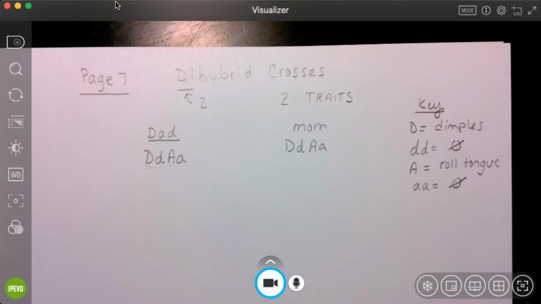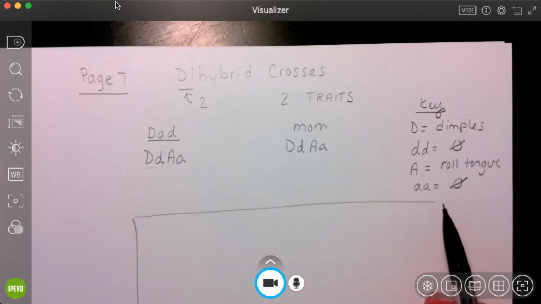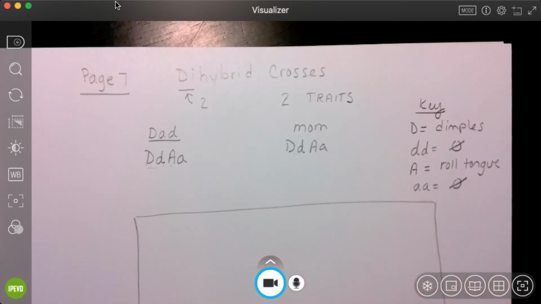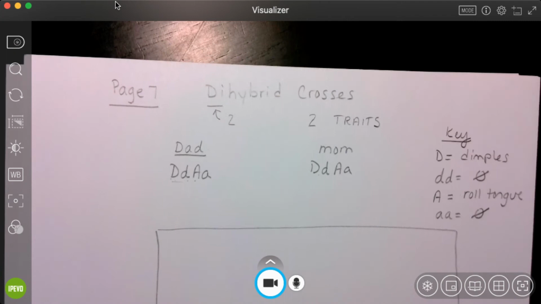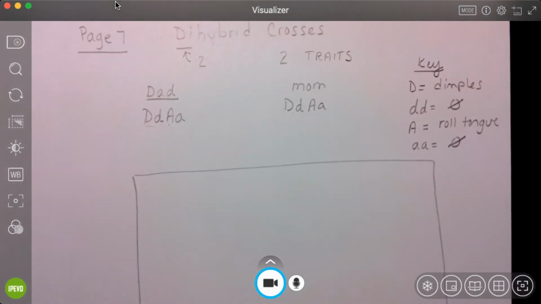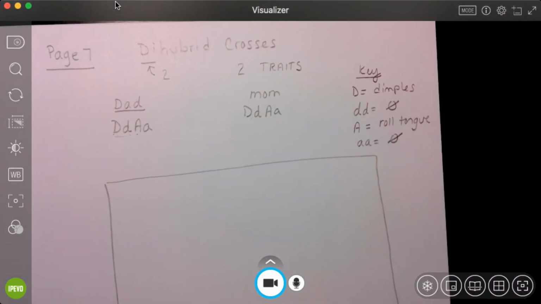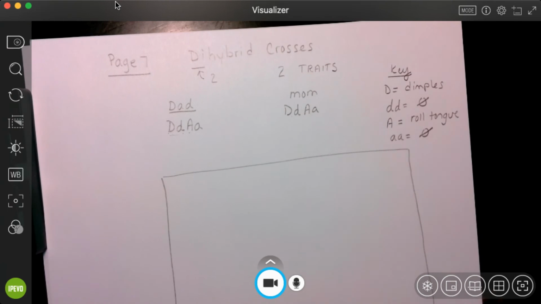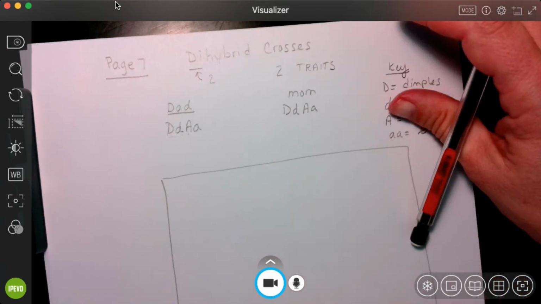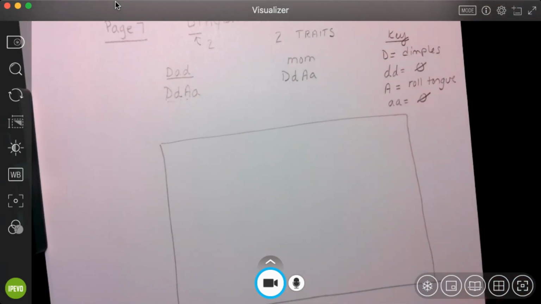And we are going to draw a Punnett square to show the potential outcome of the offspring produced by these parents. Now we're going to draw a much bigger square than we ever have before. And the reason is because when we are considering a dihybrid Punnett square, we are not now looking at just one trait, but we are considering two traits at the same time. So we're going to draw a much bigger square.